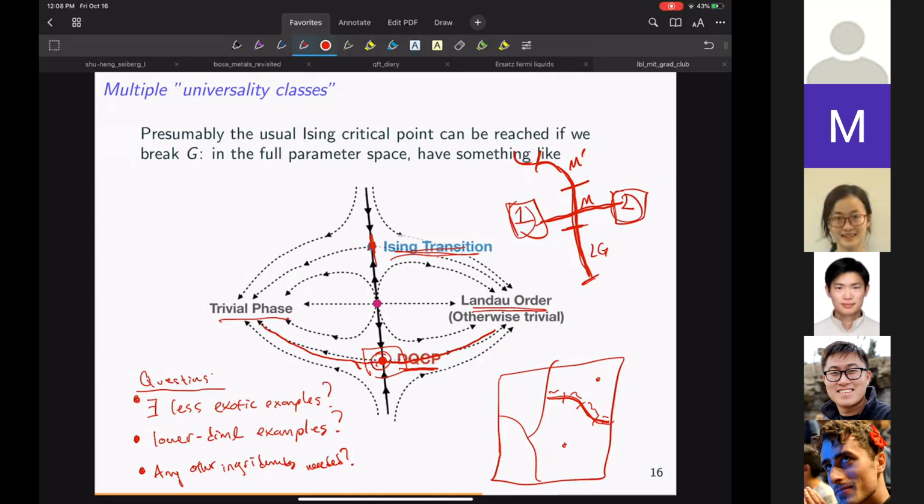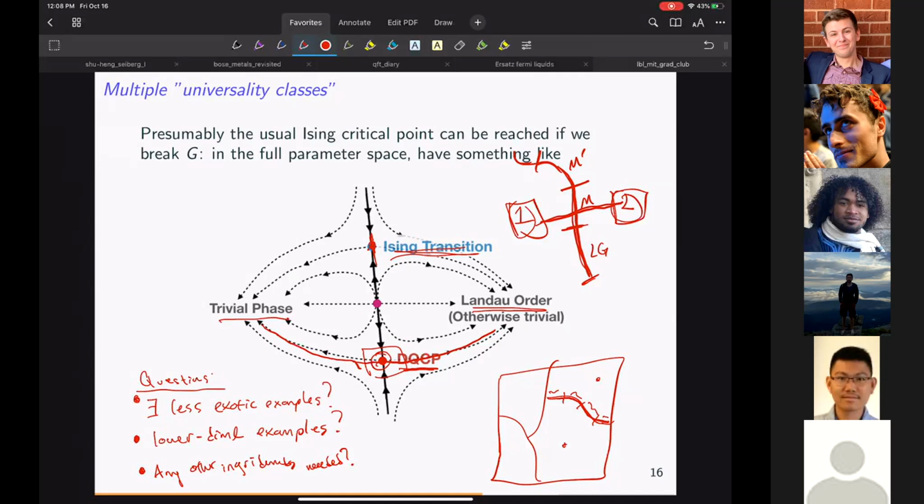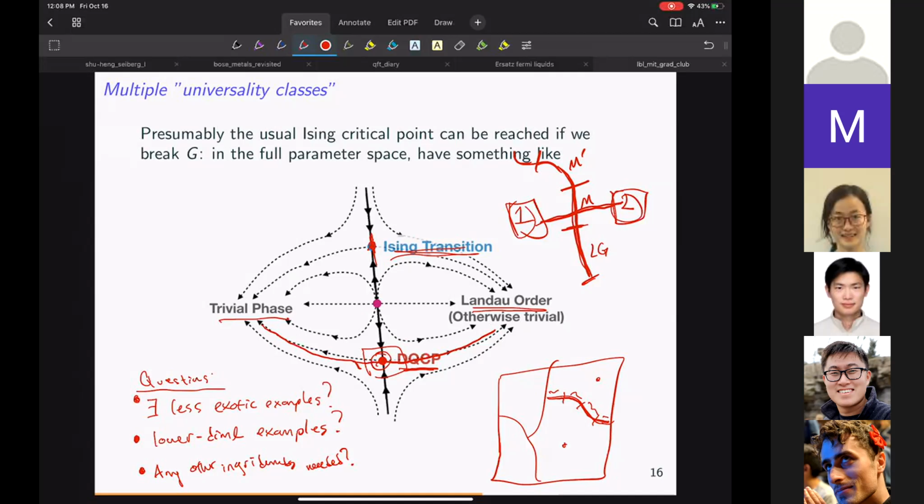Yeah. I guess I'm just trying to think about what's the necessary input for you to identify a critical point between a trivial phase and a spontaneous symmetry breaking phase. It seems that maybe you don't just need the symmetry breaking pattern. Maybe you need something more.